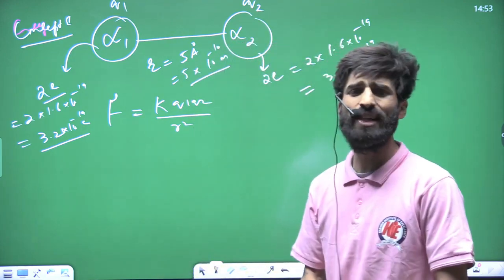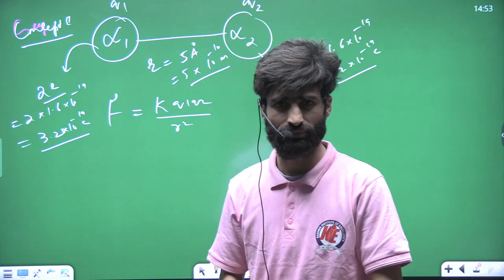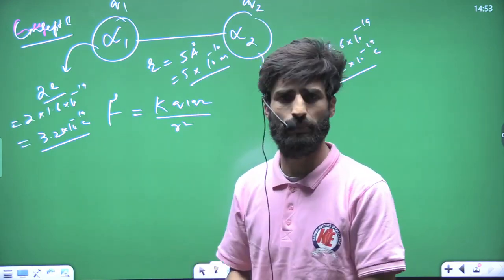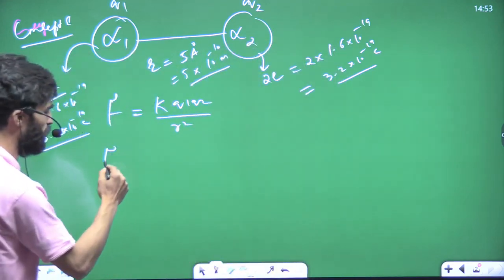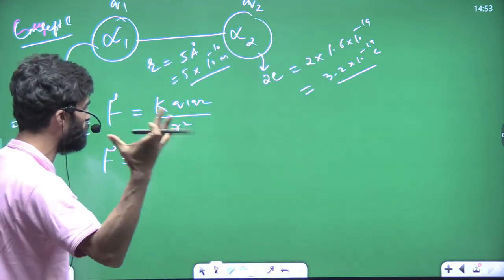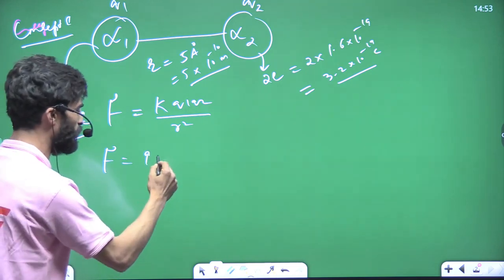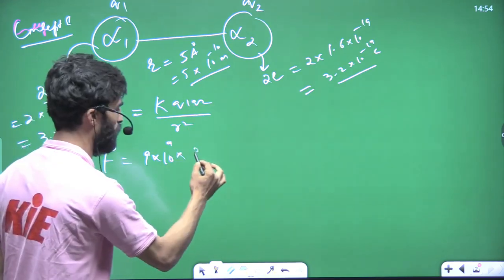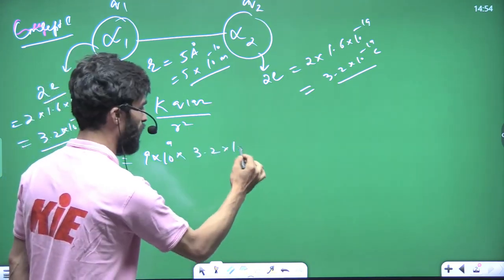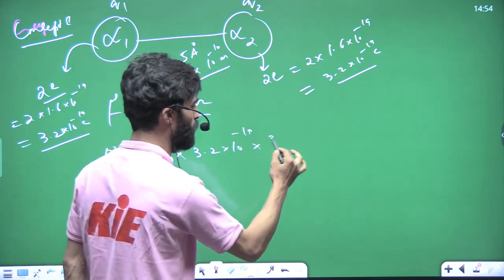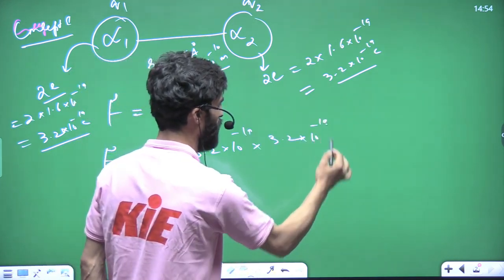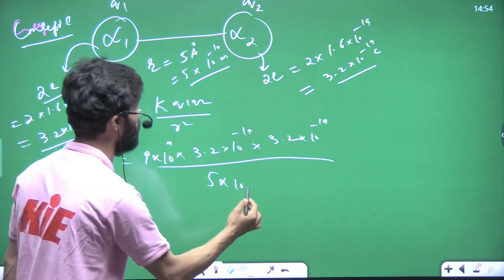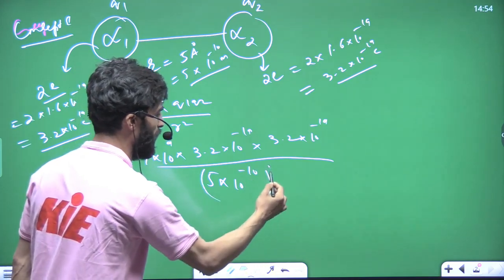Now we want to calculate the Coulomb force between the two alpha charged particles. So F is going to be K, and we know that K is 1 by 4 pi epsilon, and that value is 9 into 10 the power 9, into Q1, which is 3.2 into 10 the power minus 19, and Q2, which is again 3.2 into 10 the power minus 19, divided by r, and that r is 5 into 10 the power minus 10, whole square.